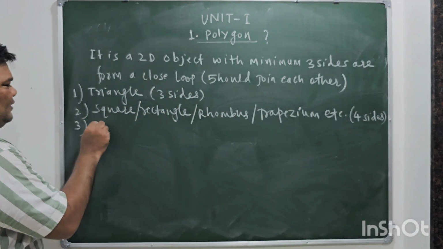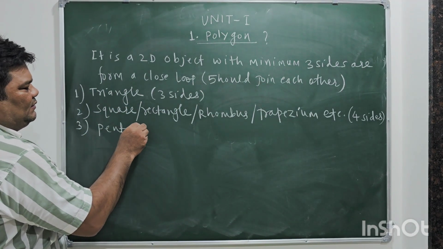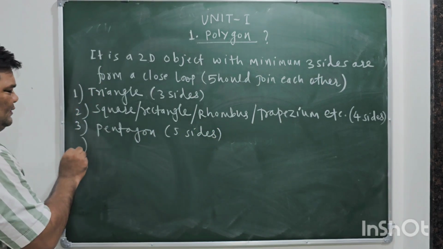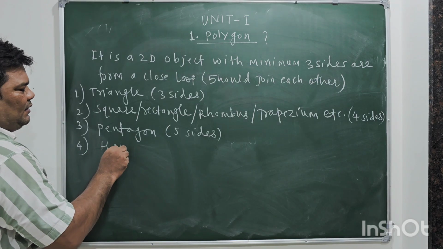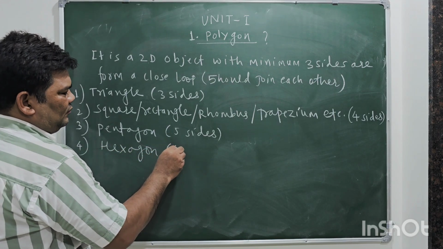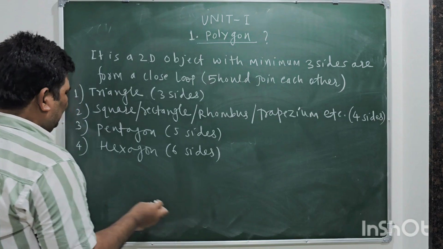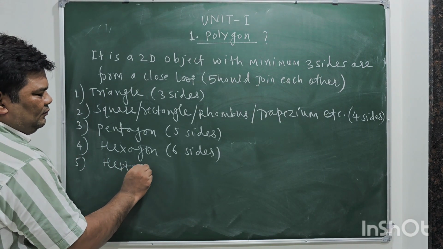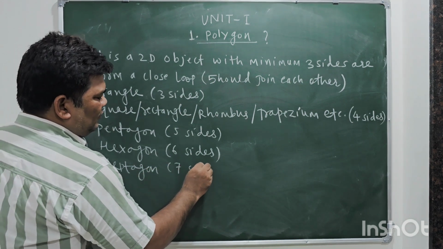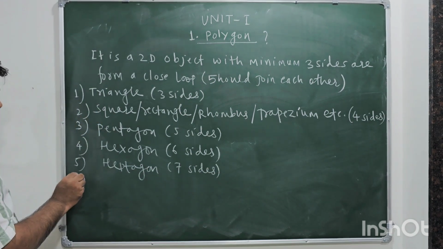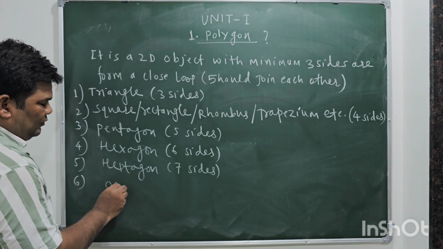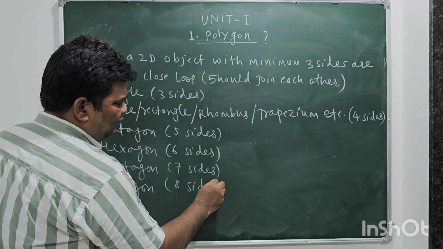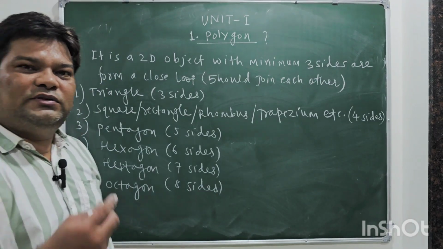Next is the 5 sides, and the 5-sided object is called the pentagon. Then 6 sides, hexagon. Then 7 sides called the heptagon. And last, that you have to study in the polygon, is the octagon. Okay, these are the shapes that you have to study in the polygon.